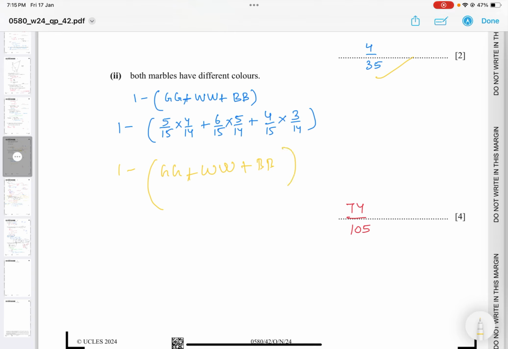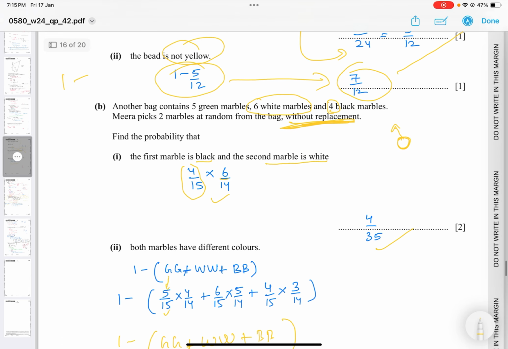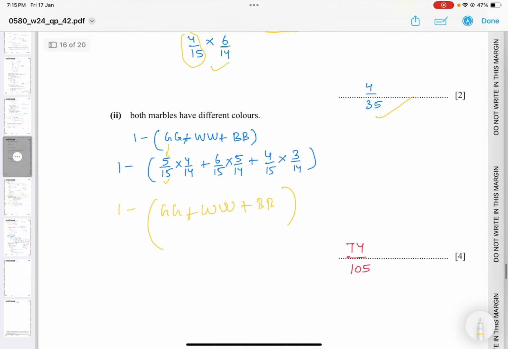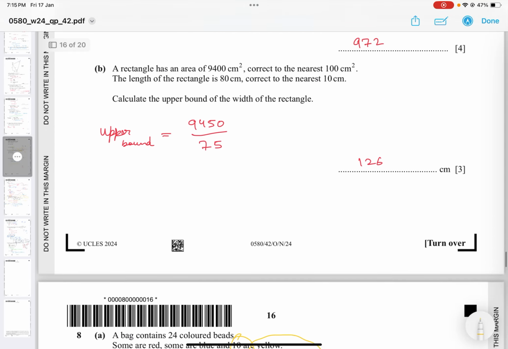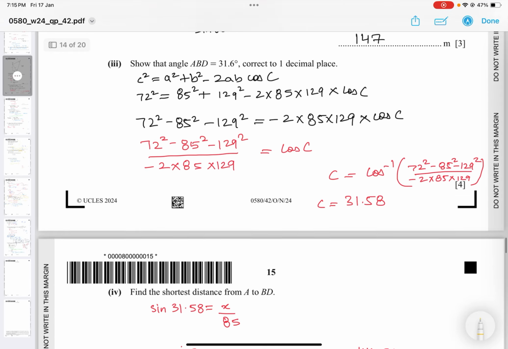So green, green would be, first green would result in 5 by 15. Yes or no? Total green are 5 and total balls are 15. Now I took one green out. So there are only 4 green remaining now and 14 balls. So next one would be 4 by 14. Now listen. White, white would be 6 by 15, 5 by 14. I am not replacing it. I took one out. So first there was 6, now there are 5. Alright, same for black. 4 by 15 times 3 by 14. Just subtract it from 1 and you will get your answer. Easy, piece of cake. Let us move on to the next one then.